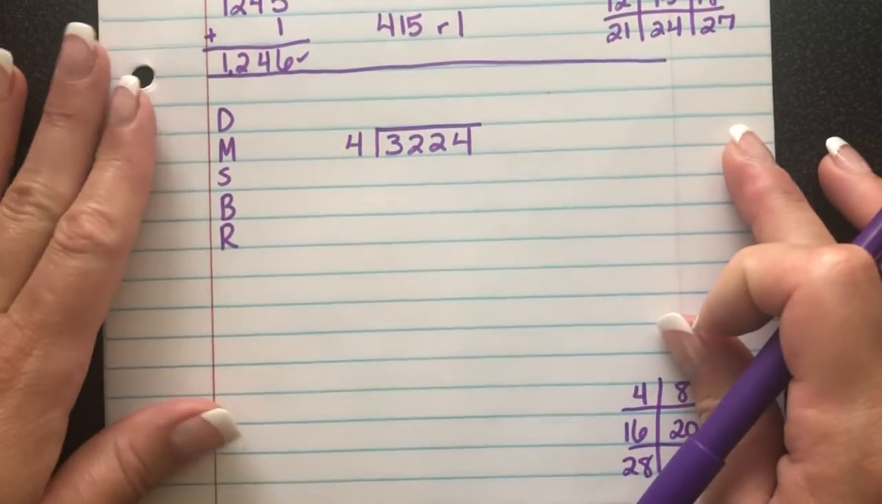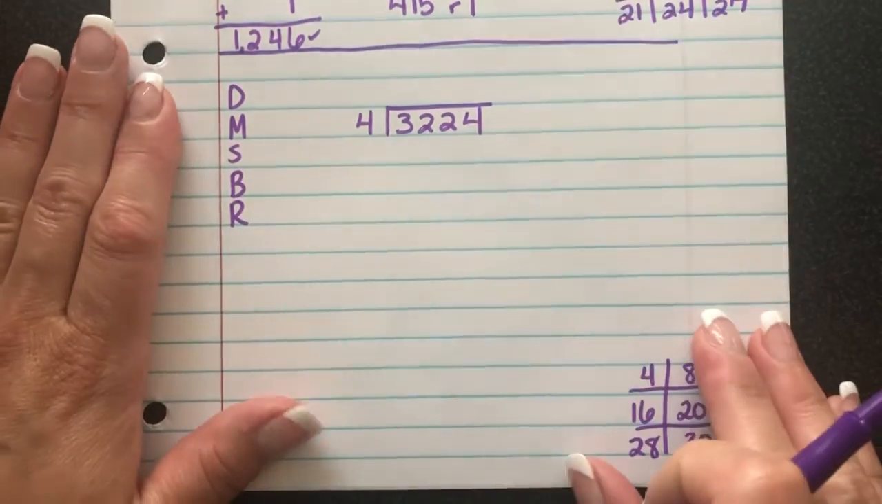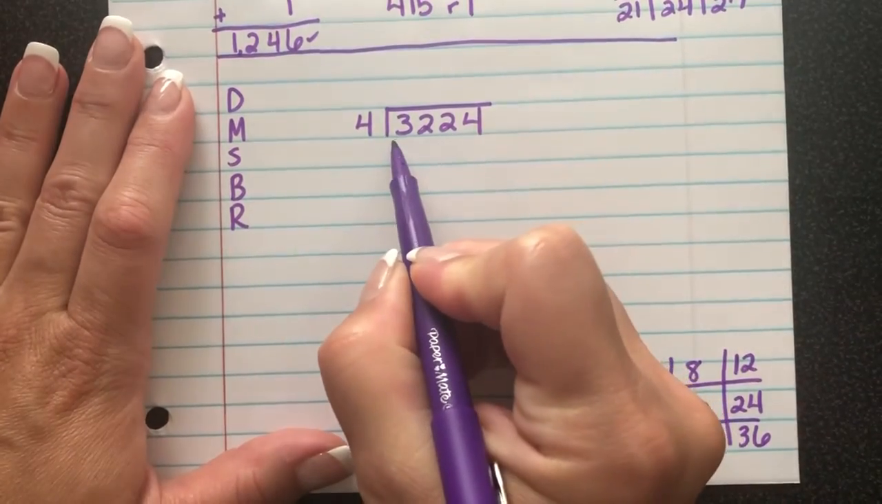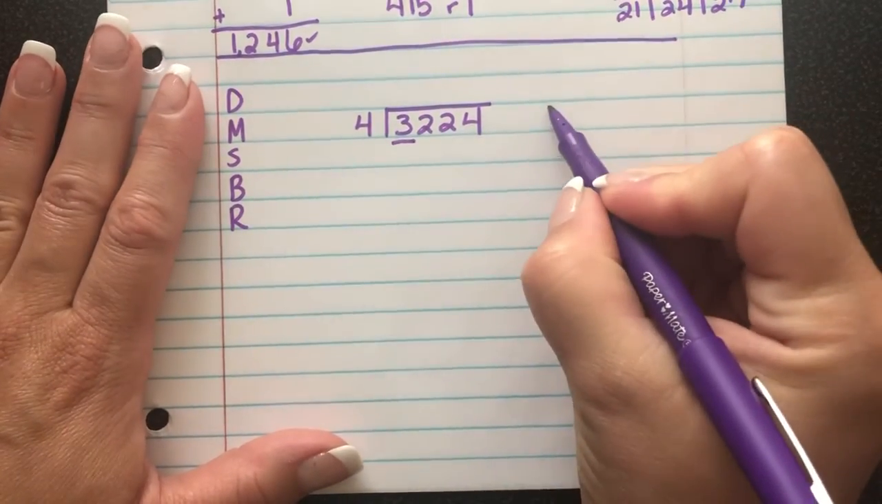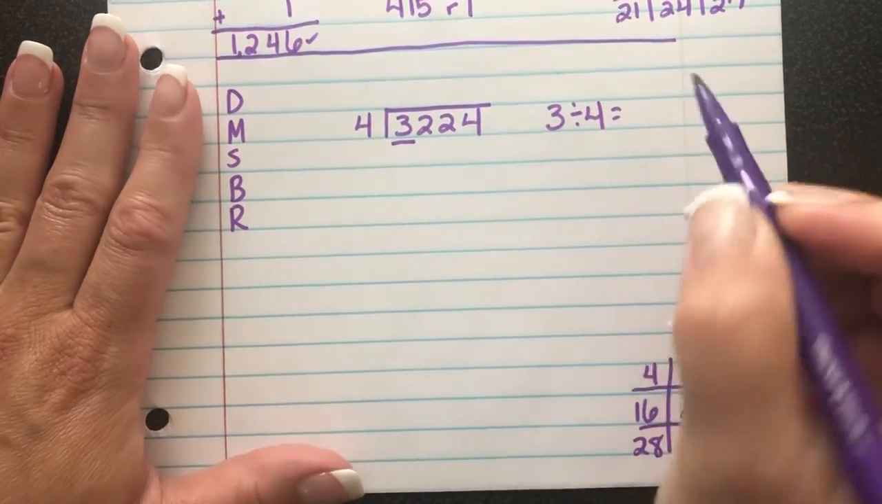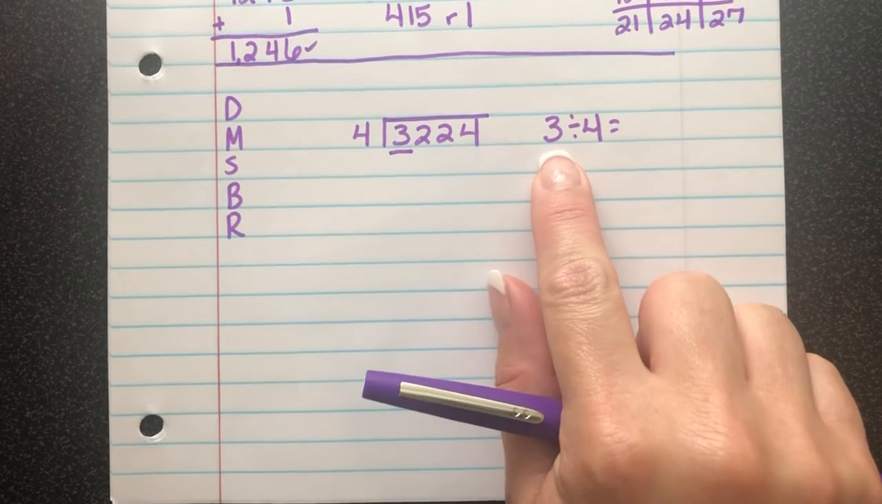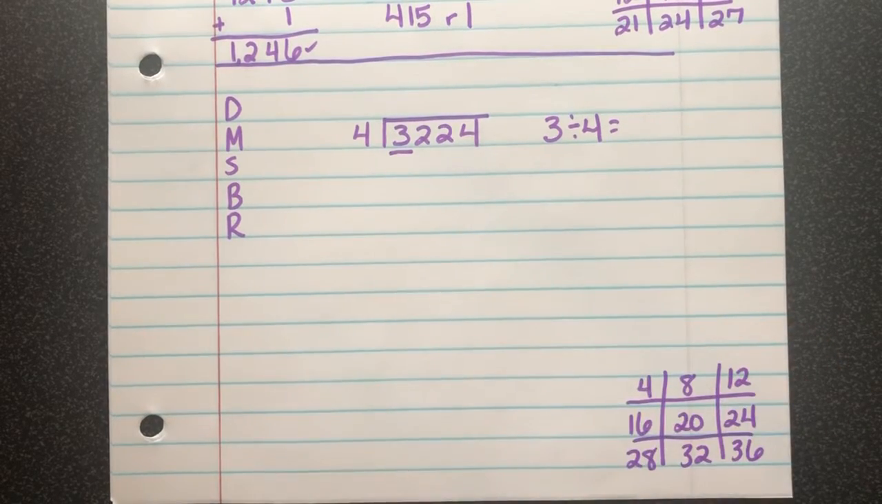Next problem. All right. Starting off with that first digit. So I'm going to try and divide 3 divided by 4. You notice my dividend is smaller than my divisor.